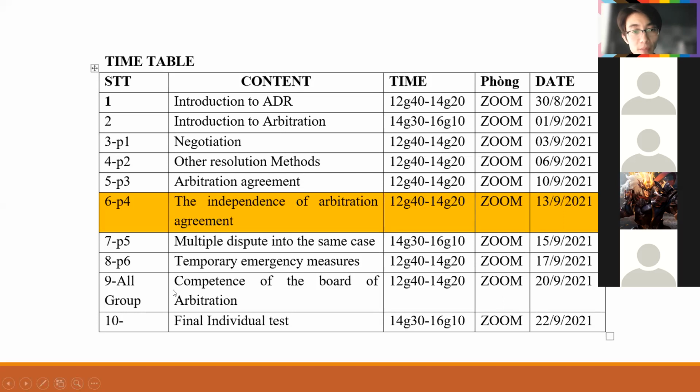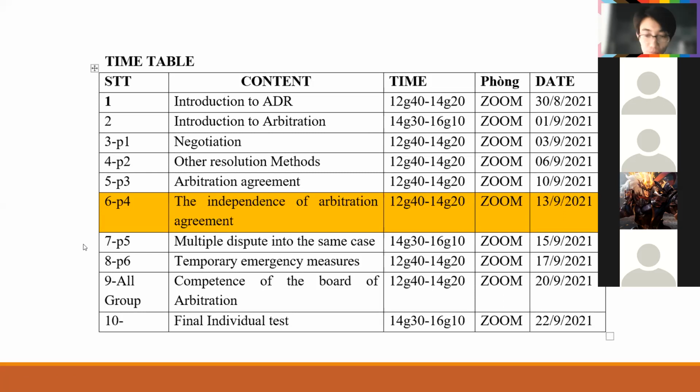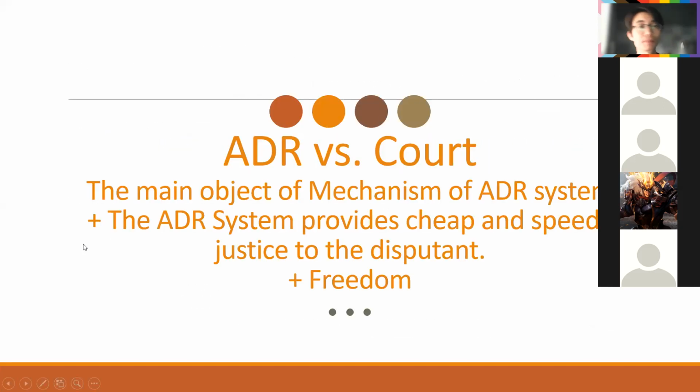The next one is about the relation between the court and the arbitration. That means sometimes they can apply temporary emergency measures in order to resolve the case. And the next one is about the competence of the board of arbitration. So that is everything about the program.